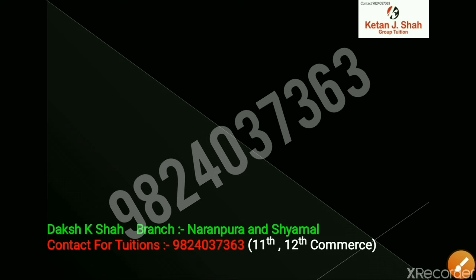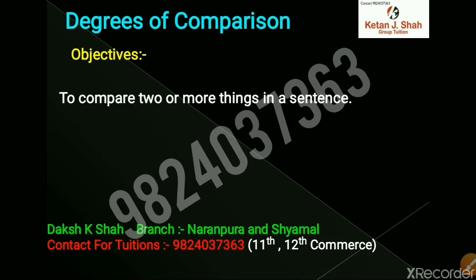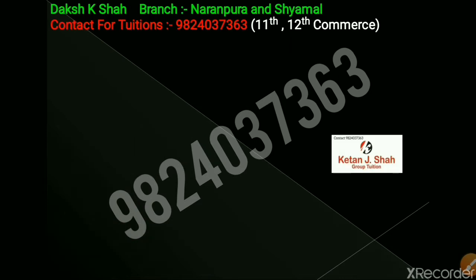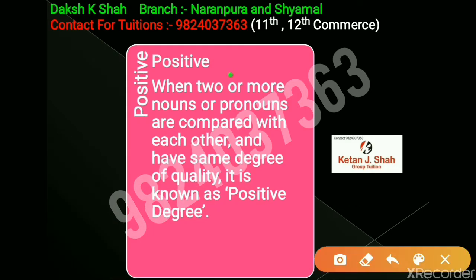So now let's get into today's topic. Degrees of comparison. Objective: to compare two or more things in a sentence, like this thing is better than that, or this thing is best in the world, etc. There are three types of degrees. The first degree is the positive degree.